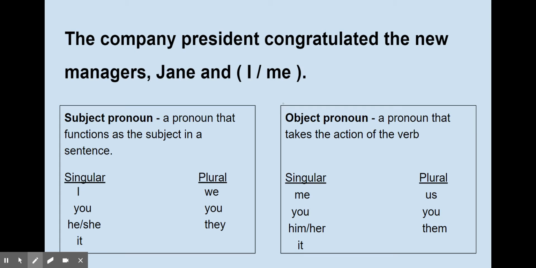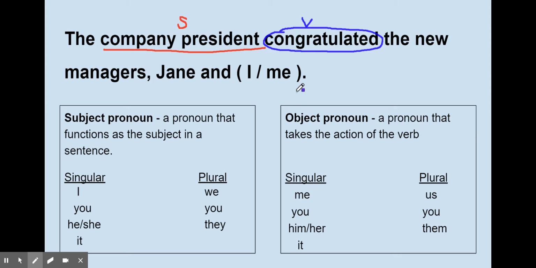But let's break this down a little bit, ladies and gentlemen. So first of all, I need to figure out what is my subject of the sentence, right? What is doing the action? What's doing the verb? So in this case, it would be the company president. That is my subject, right? And we know what's my verb? Well, that would be this action word right here, congratulated. So I'm going to label that S for subject, V for verb.